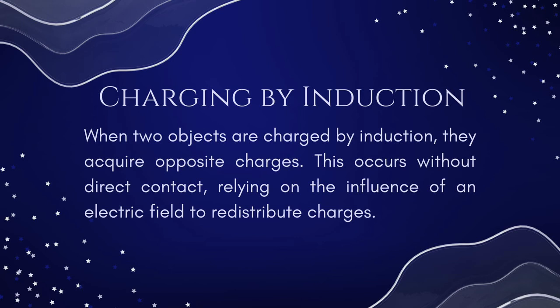When two objects are charged by induction, they acquire opposite charges without direct contact. This occurs when a charged object is brought close to a neutral object, causing a redistribution of charges within the neutral object. For example, if a negatively charged rod is brought near a neutral metal sphere, the side of the sphere closest to the rod becomes positively charged, while the far side becomes negatively charged. This separation of charges allows for an induced charge when the sphere is grounded or separated.